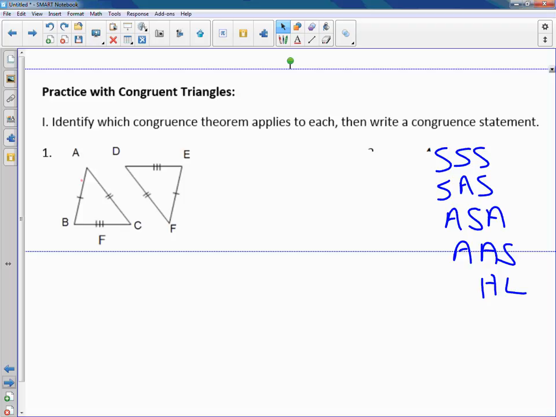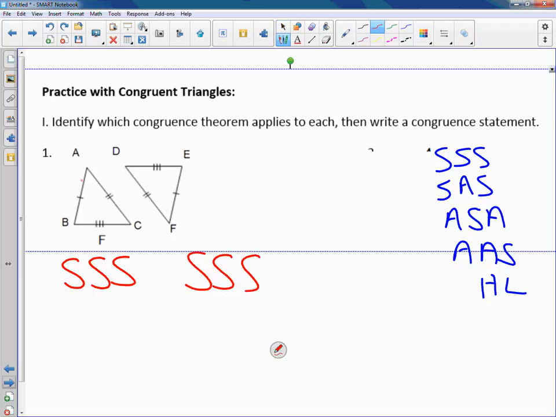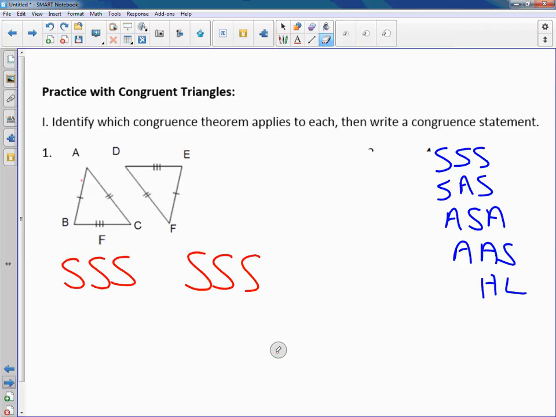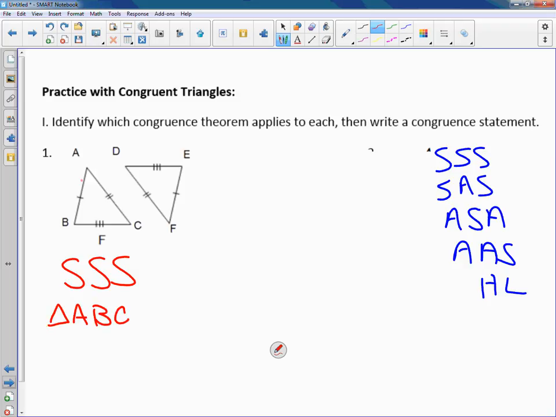So, first thing you need to tell yourself is, what do I have marked? I have 3 sides of one triangle marked and 3 sides of another triangle marked. This one, just by looking at it, is side, side, side. So now let's go ahead and write a congruent statement. I can start anywhere. I'm going to start with triangle ABC.